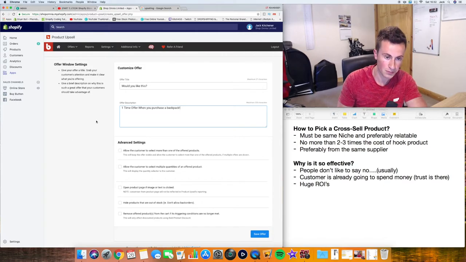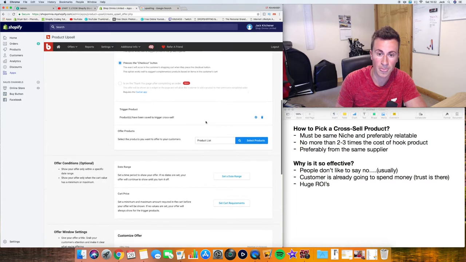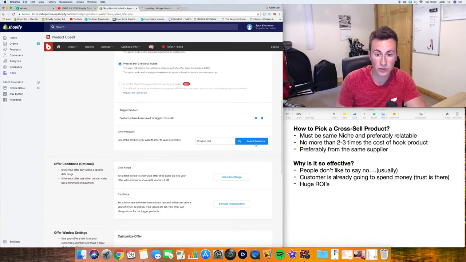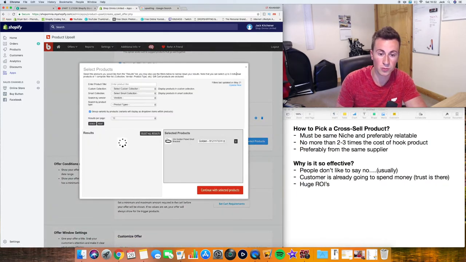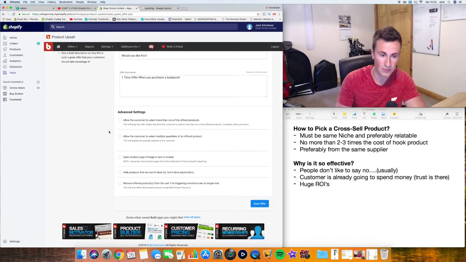So moving on again, advanced settings. Allow the customer to select more than one of the offered products. So if I show you, go back to choosing your cross-sell product, you can actually choose more than one product. So that's what that checkbox is for.